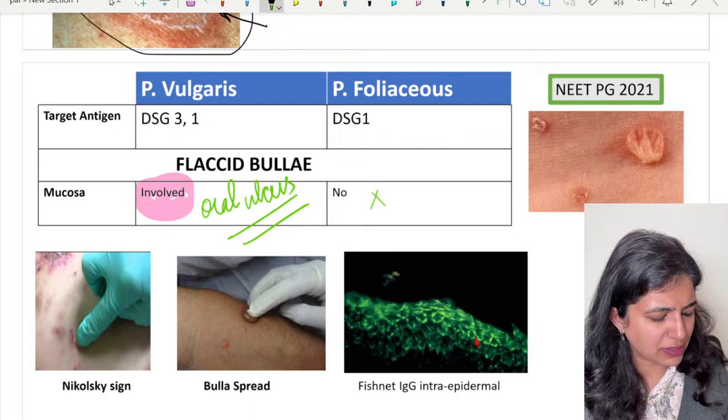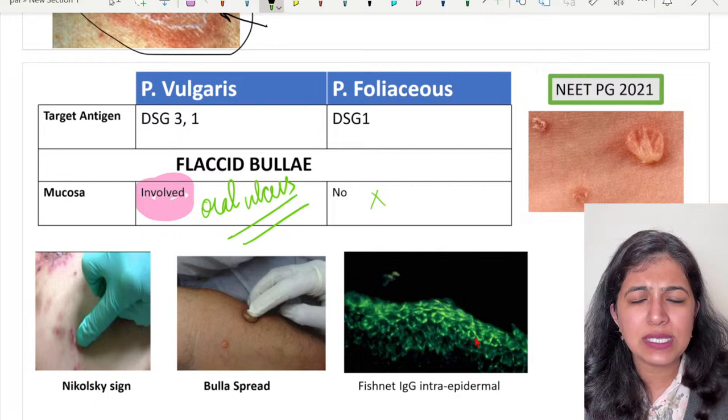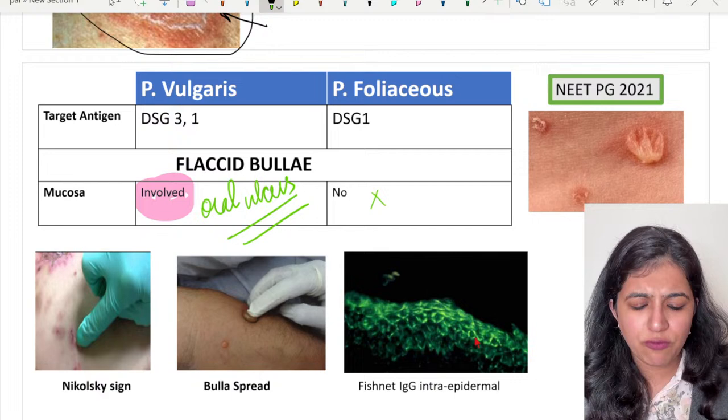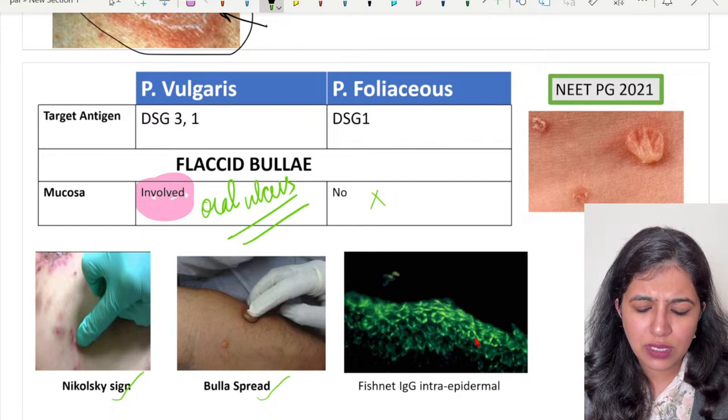Clear to everyone? Flaccid bullae means pemphigus. So flaccid bullae with oral ulcers is equal to pemphigus vulgaris. Only skin involvement, only flaccid bullae is pemphigus foliaceus. Nikolsky sign is positive in both. Bulla spread sign is positive in both. Fishnet IgG intraepidermal is seen in both.